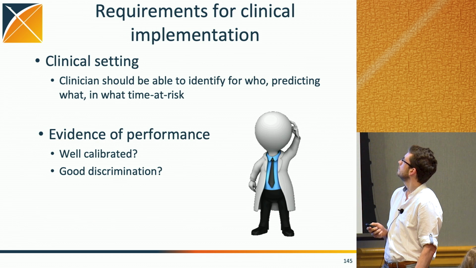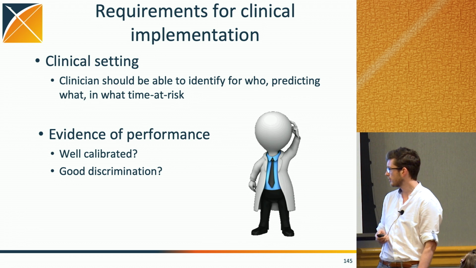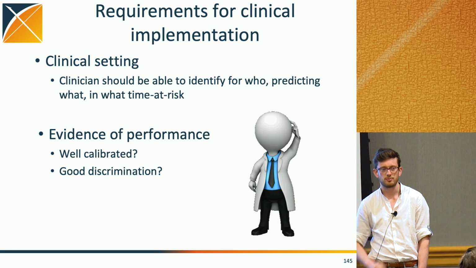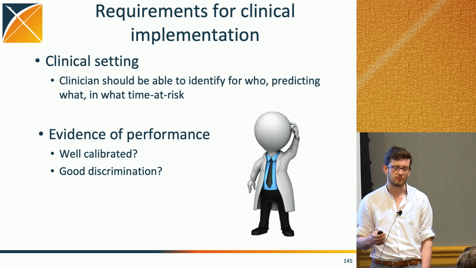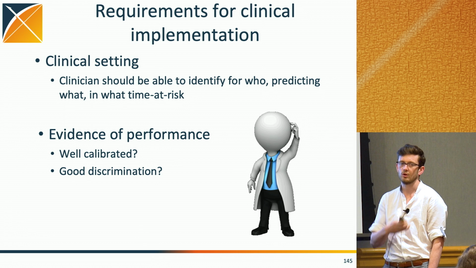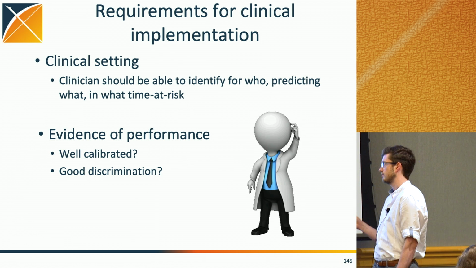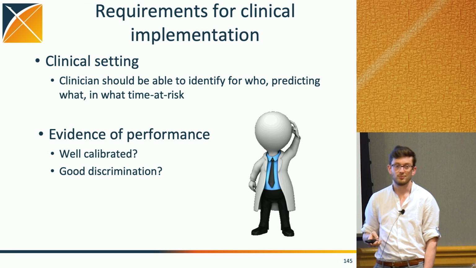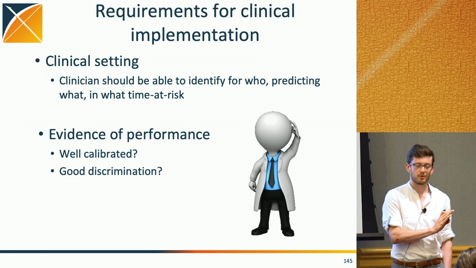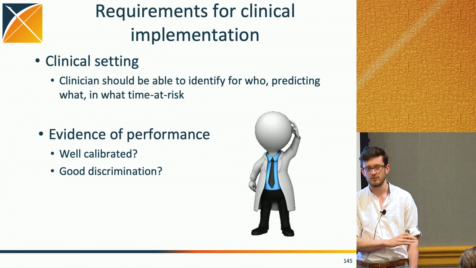So let's get going. Requirements for clinical implementation. We've covered this morning what we think are the best practices for doing this. But if you actually want to use these models, what do you have to know as a clinician? If I'm sat there with a patient, what do I want to know about your prediction model to tell me whether I can use it for my patient? First of all, you've got to be able to identify who this prediction model is for. If you build a great prediction model, but I don't know whether my patient falls into that group, then I'm not going to use it.